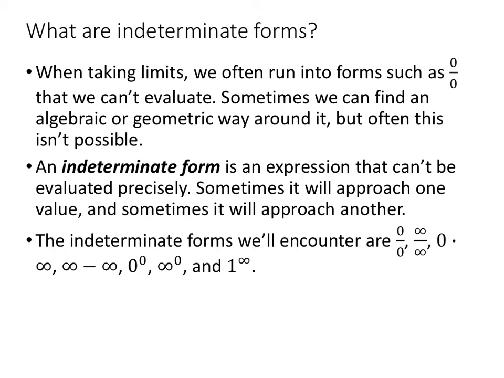But sometimes those methods don't work either, and now we're going to learn a method called L'Hopital's rule that will help us evaluate troublesome limits that lead to expressions like 0 over 0 or infinity over infinity. Now, these troublesome expressions have a name here. They're called indeterminate forms. And here at the bottom of the slide, you'll see a list of these indeterminate forms, including the ones I just mentioned, and also 0 times infinity, infinity minus infinity, 0 to the 0th power, infinity to the 0th power, and 1 to the infinity power.